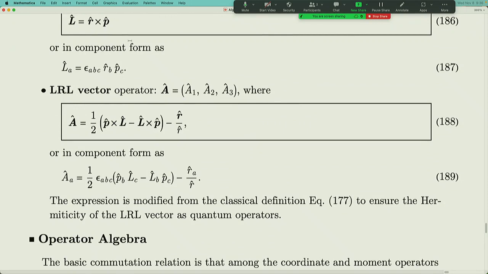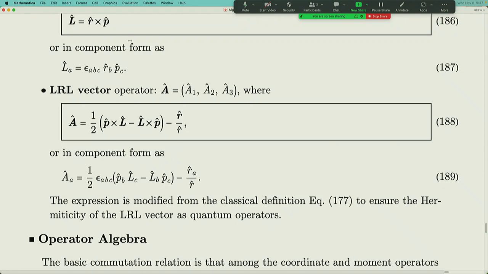And using a similar idea, one can define this LRL vector. Well, the LRL vector has a little tweak here. Previously it's P cross L, but because P and L don't quite commute, there's some ambiguity there. If you just define P cross L, you can show that this way of defining makes the A operator non-Hermitian. But as a physical observable, we wish that the A operator be Hermitian, so that's why people want to do P cross L minus L cross P. In classical mechanics, P cross L and L cross P differ just by a minus sign, so essentially these two are the same thing.